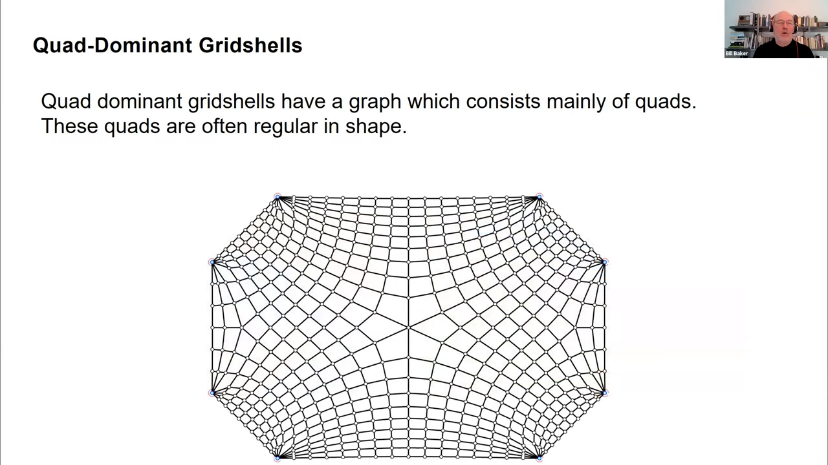Okay, what the heck is a quad dominant gridshell? Okay, this is an example of one. A quad dominant gridshell is a graph that consists mainly of quads. These quads are often regular in shape. And this has to do with just economics. One can imagine that if you have a quad panel, glass or whatever comes in rectangular pieces, and you can cut a quad shape out of a rectangular piece of glass at reasonable price. If you have triangular glass, you start with quadrilateral or rectangular pieces of glass, and you have to throw half of it away. So triangular faces are much more expensive.